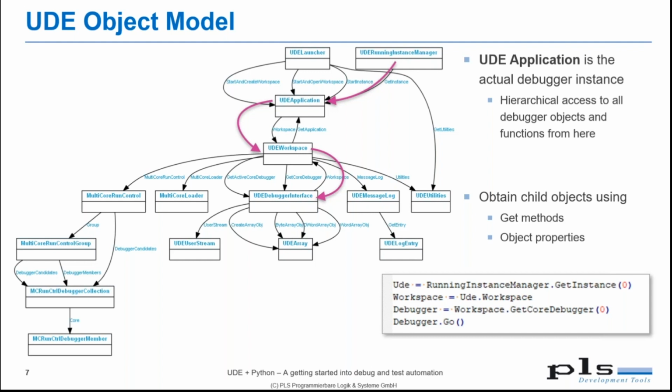A workspace is basically the debug session, which contains everything you need to do debugging. In an interactive debug session, you create the workspace from scratch, load the application, and so on. But in this case, we have one already existing. Once we have the workspace, then we can get the debugger, the core debugger for, in this case, the first core here, which provides us again a lot of functionality, for example, to start the application using the go command.